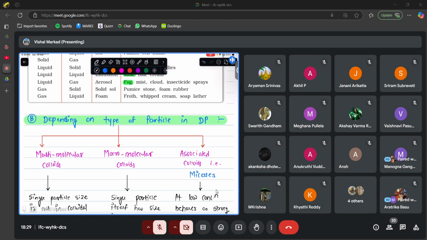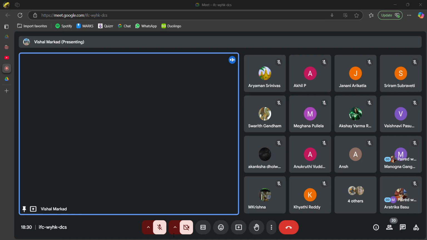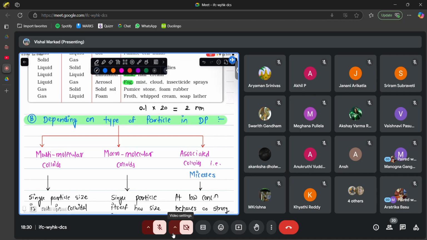Do you understand what I am saying? I have one particle whose size is 0.1 nanometer, and same 20 particles I have taken, and they all combine together, stick with each other, and form one molecule. What will the size be? 2 nanometer, right? So now this 2 nanometer particle, when I dissolve in the dispersion medium, can I say that the mixture is colloid? Yes, sir. So that is called multimolecular colloid.